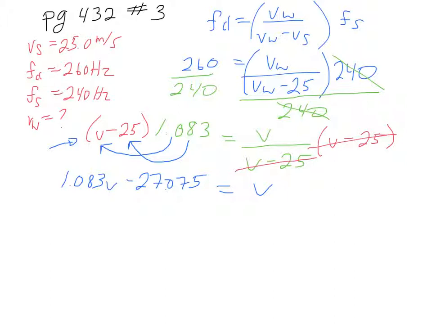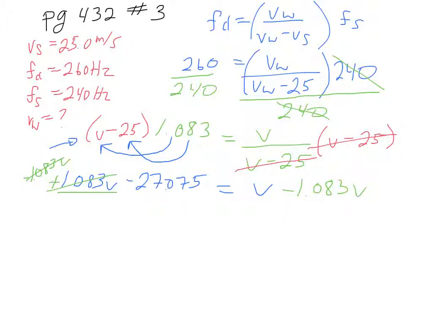Now my next step, and I'm just going to keep switching colors here because it makes it a little bit easier to see, is get the V's on the same side. So in order to get the V's on the same side, I have 1.083 V on this side, so I'm going to take minus 1.083 V on the left-hand side, and I'm going to subtract 1.083 V on the right-hand side as well. And then on the left-hand side, my 1.083 V's disappear.